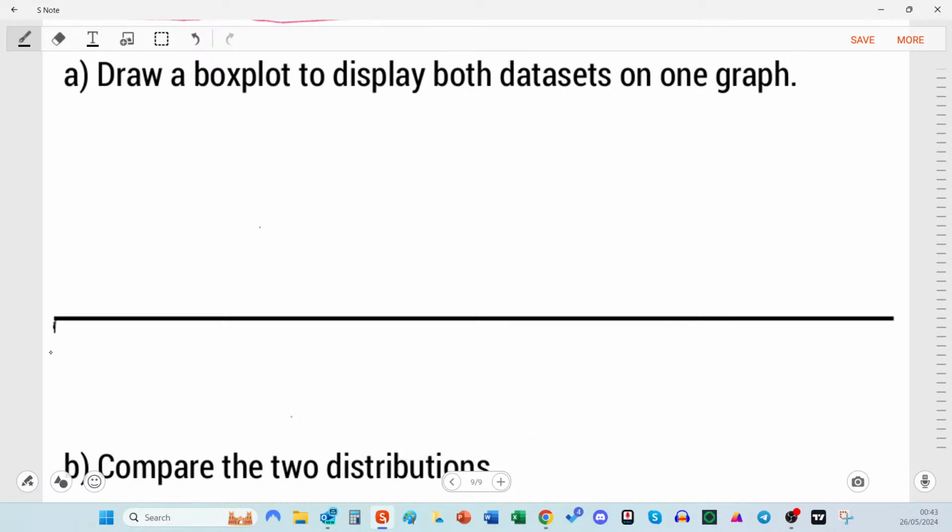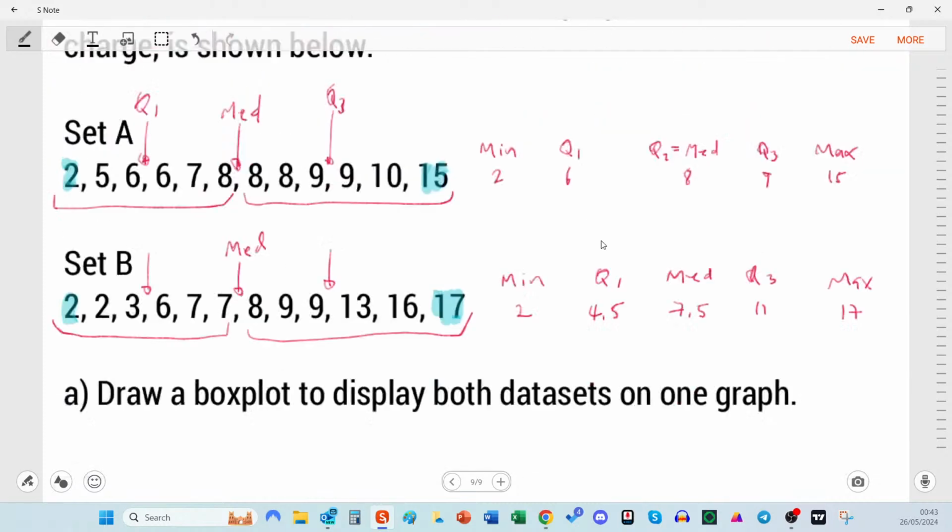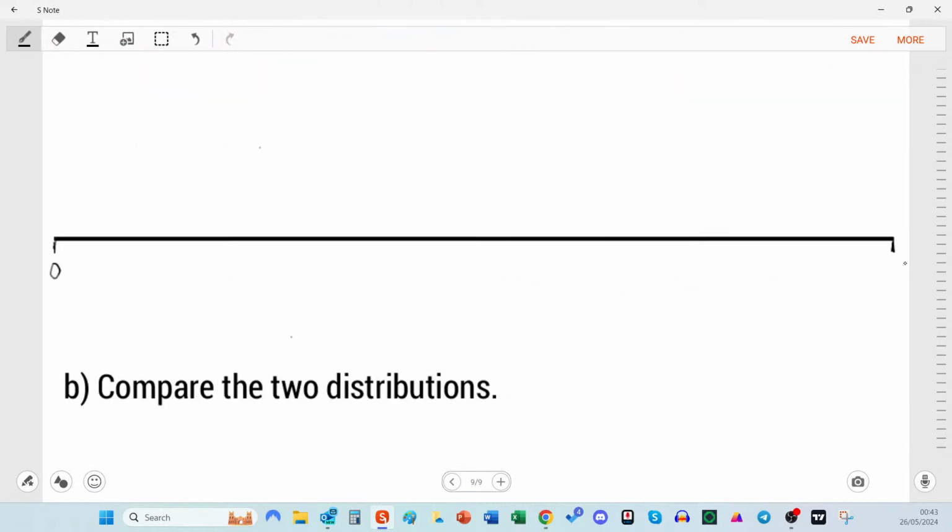Let's say here is 0. Let's say here it's 20. Why not? And so the middle of that, the very, very middle... Draw a scale from 0 to 20. Give you time.